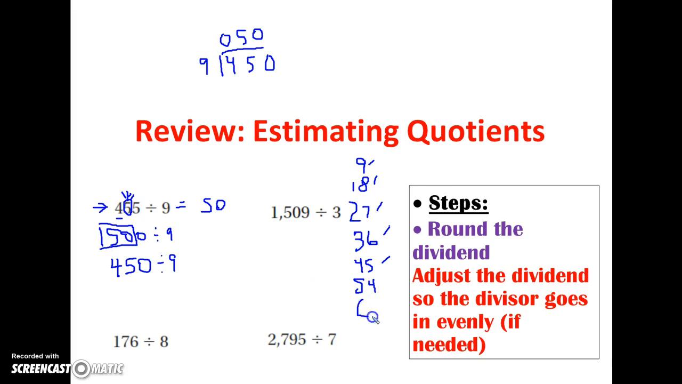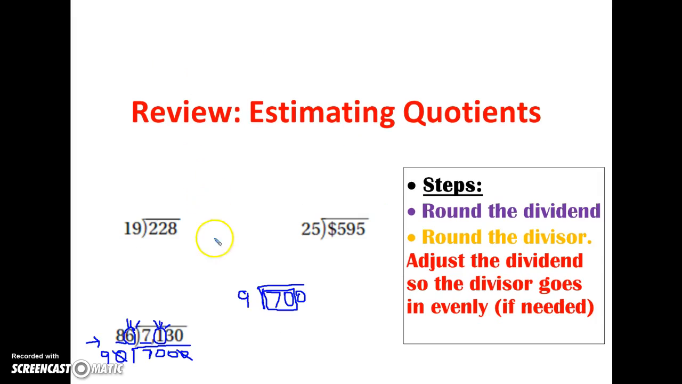54 plus 9 is 63. That's pretty close to 70. Let's add another 9. 63 plus 9 is 72. And that is even closer to 9. Or, excuse me, is even closer to 70. So I'm going to change this 70 to a 72. And the 0 stays there.